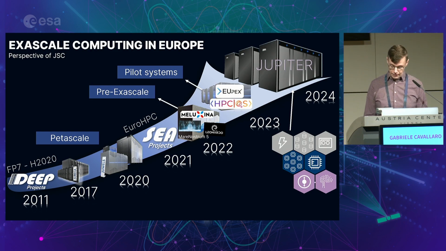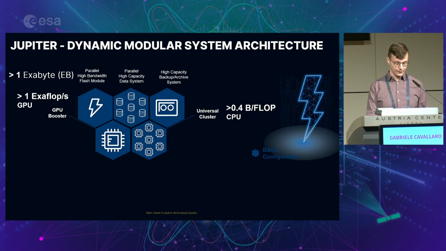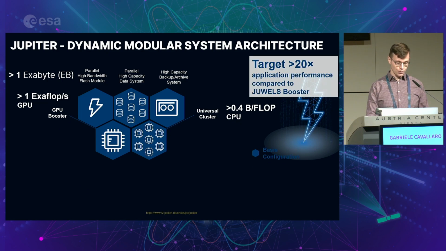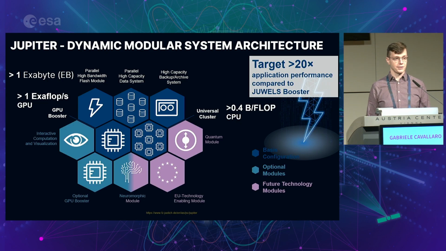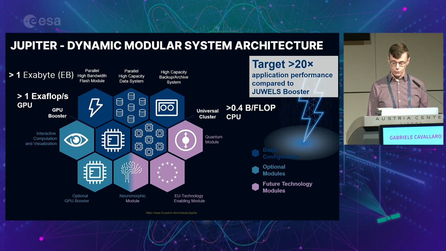Then we have other projects currently running, the European Pilot for Exascale, EUPEX, and the High Performance Quantum Simulator Hybrid project, HPCQS. But from 2024, we can expect the first Exascale HPC in Europe. EuroHPC will fund 50% of this supercomputer, while the remainder will be funded by the German Federal Ministry of Education and Research, BMBF, and by the Ministry of Culture and Science of North Rhine-Westphalia.